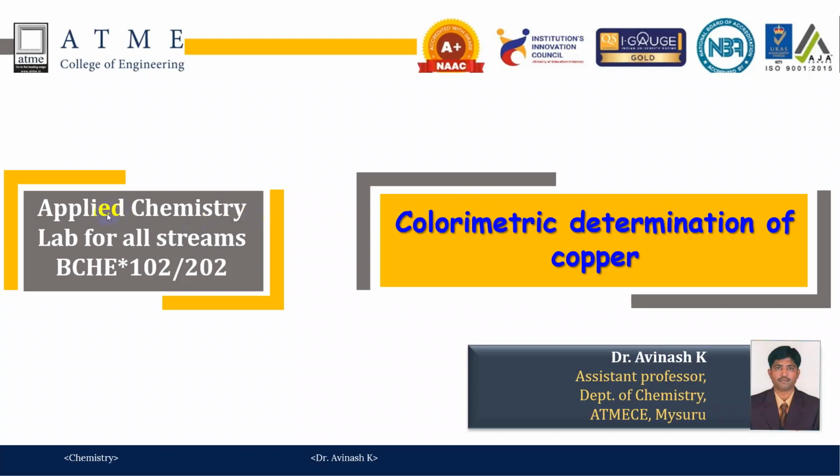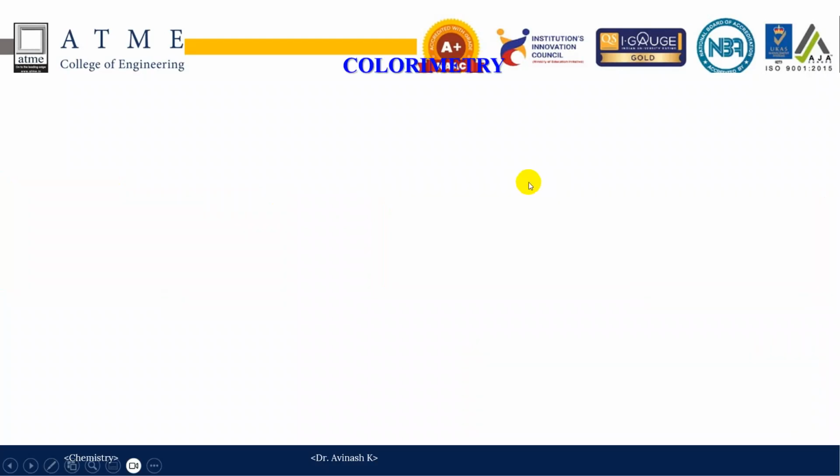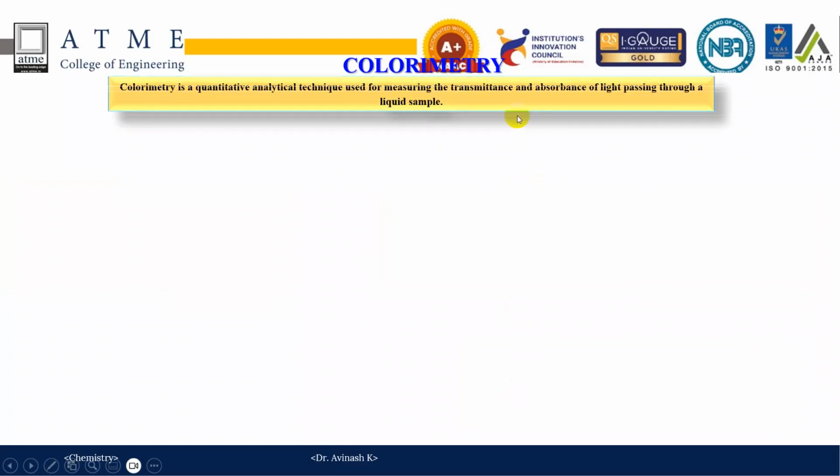So today let us observe the experiment on applied chemistry lab for all streams of engineering. That is the colorimetric determination of copper. Before moving on to the experimental part, first we must know what is colorimetry.